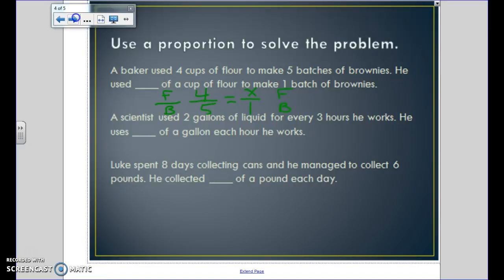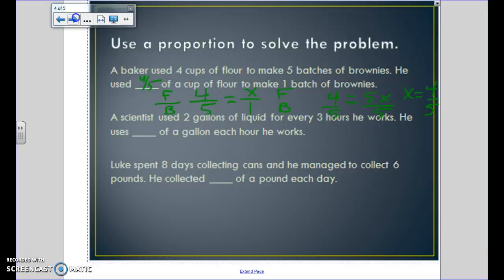All right, we've got this nice proportion, and we can solve this equation and find the unknown. Cross multiply. 4 times 1 is 4. 5 times x is 5x, and now I can solve both sides. I see that x must equal 4/5. So he must be able to use 4/5 of a cup each batch of brownies.